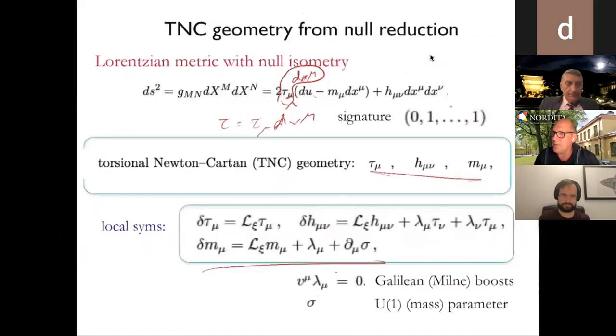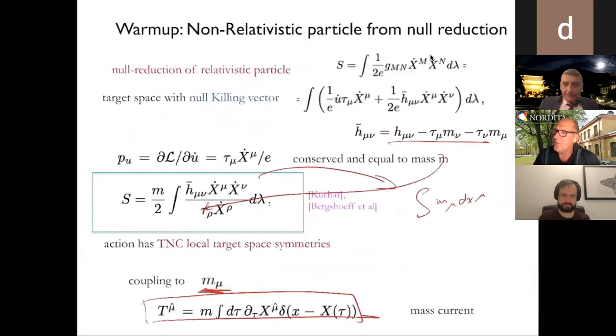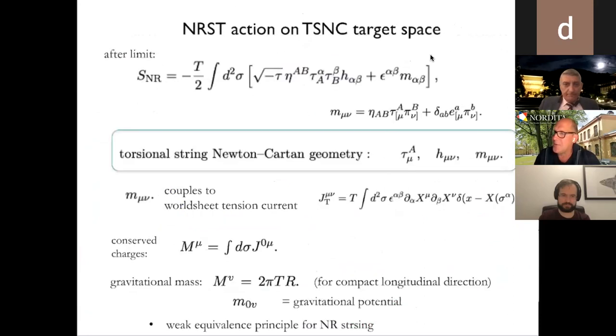Just as for the particle, the geometry is given by a time-like field bind, a spatial metric, and a one-form gauge potential. For the string, one finds a very natural generalization. A time-like field bind, but now going in both longitudinal directions along the string, a transverse metric, and, because it's not a particle anymore but a string, a two-form Newton-Cartan gauge potential. And you can precisely see that this Newton-Cartan gauge potential couples to the world sheet tension current, just as for a particle, mu couples to the mass current.